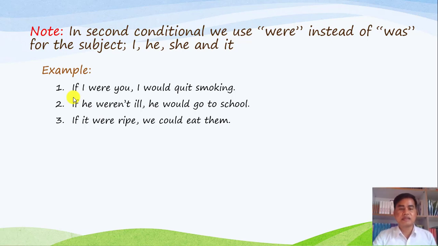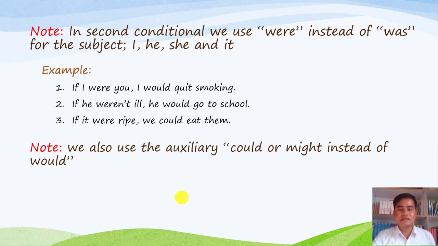Number 2, if he weren't ill, he would go to school. But right now he doesn't go to school because he is ill. And we use were instead of was. Number 3, if it were red, we would eat them. Okay, now move to the next point.